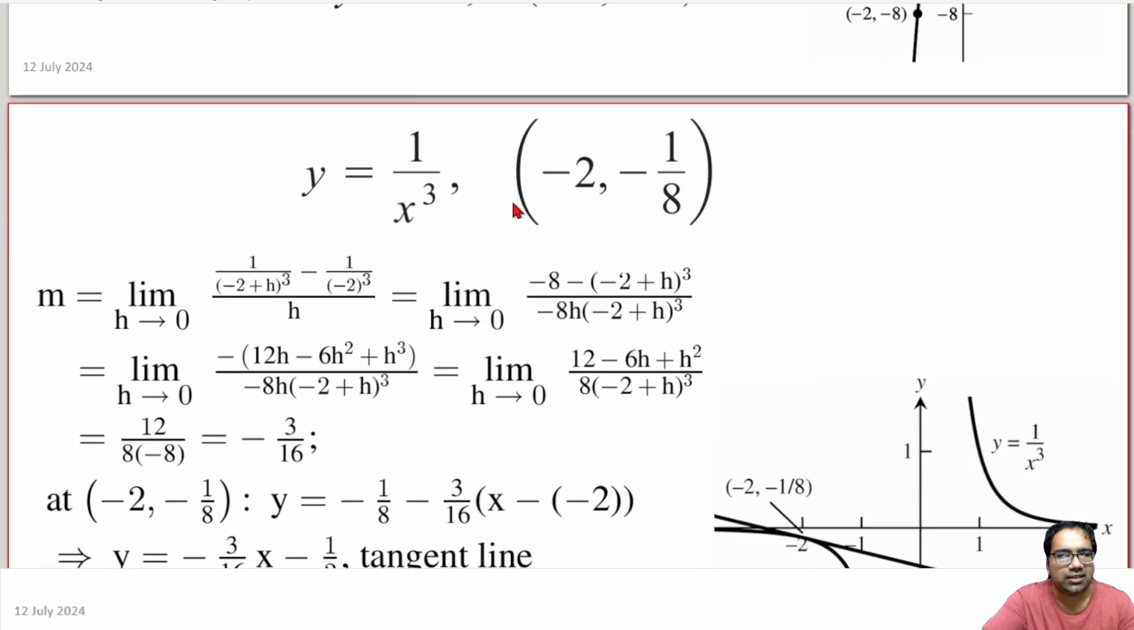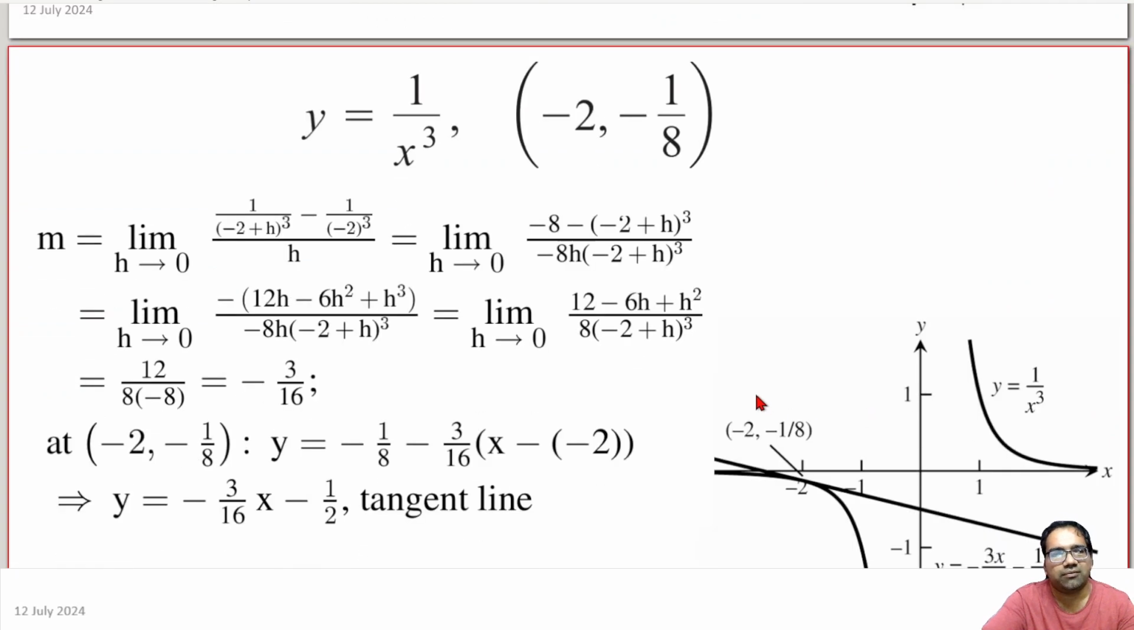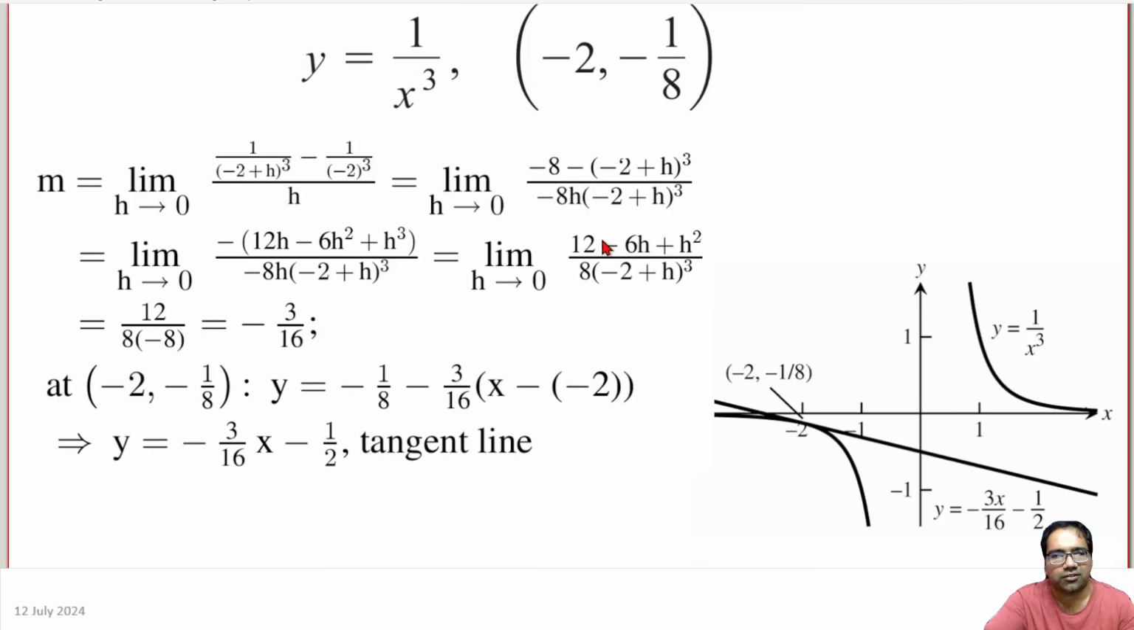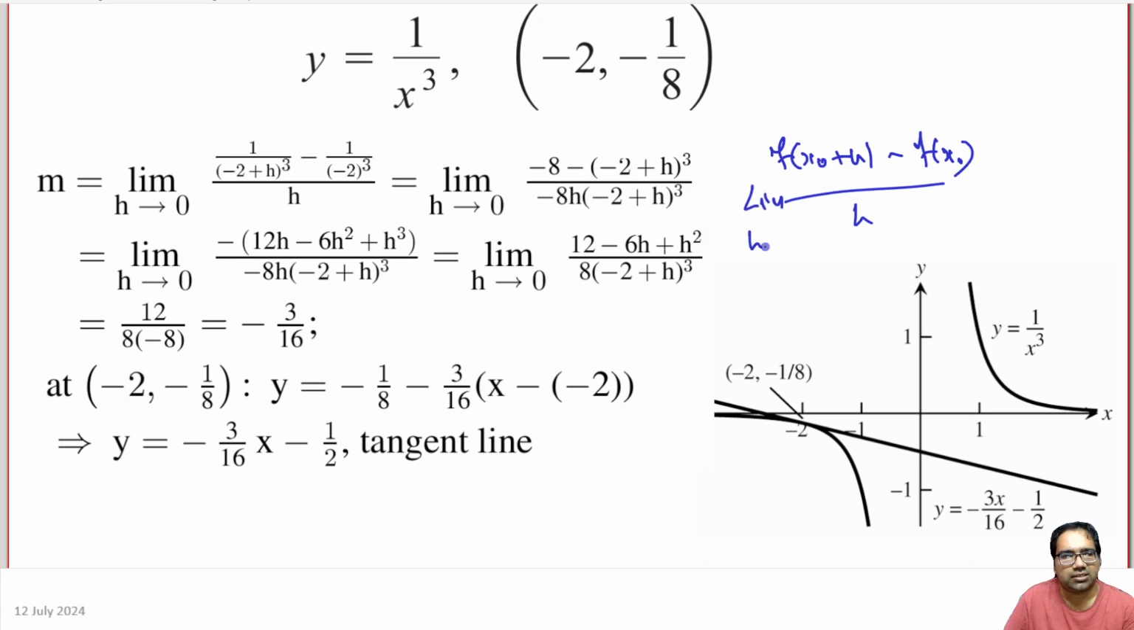Okay. Similarly, y equal to 1 by x cube, another example. We have to find the equation of tangent at minus 2 comma minus 1 by 8. How do you find the slope? f of x naught plus h minus f of x naught by h, limit h tends to 0.